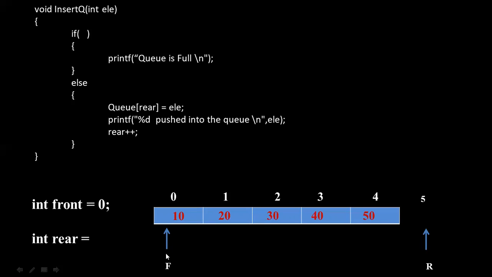So this is the simple logic we need to use for insertion. The condition is, whenever the rear value is equal to the capacity, then we display that the queue is full. So here we can go on inserting the elements into the queue until the capacity is equal to rear.